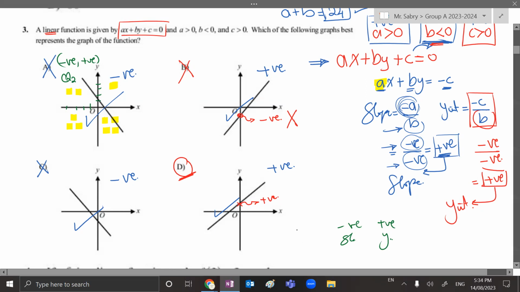So you do a quick draft. It's a negative slope line, so it goes this way. It's a positive y-intercept, so it must be up, not down. It must be in the upper one. So apparently it crosses quadrant 1, quadrant 2, and quadrant 4, but it doesn't cross quadrant 3. So yes, quadrant 3 is the answer. Does that make sense?